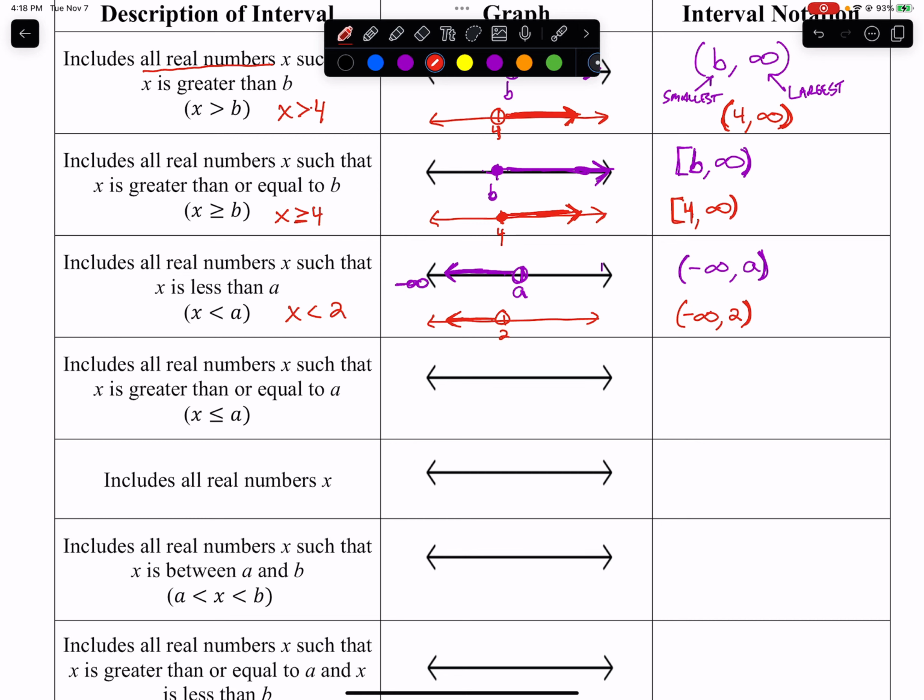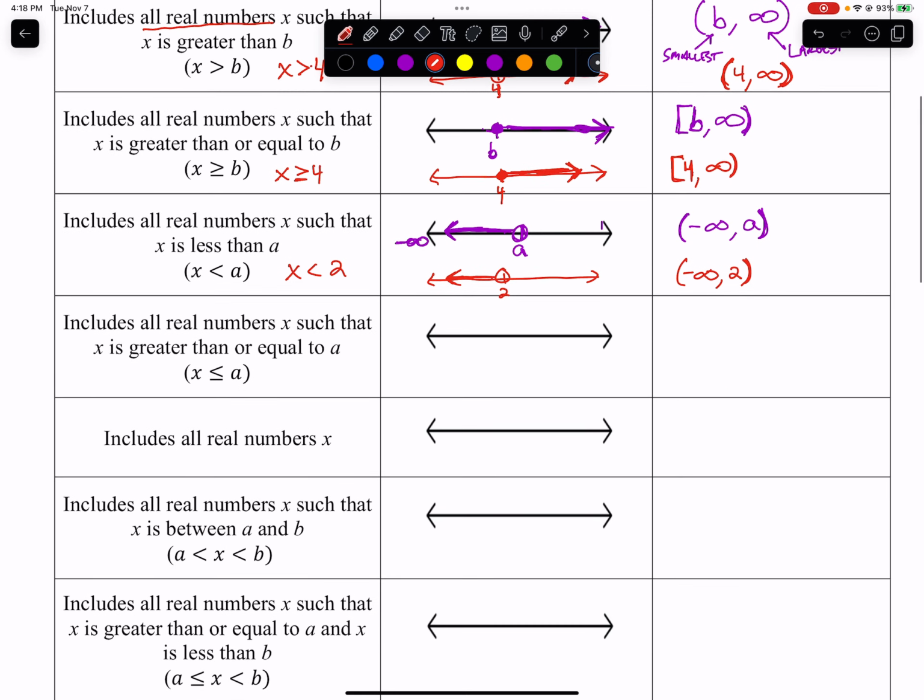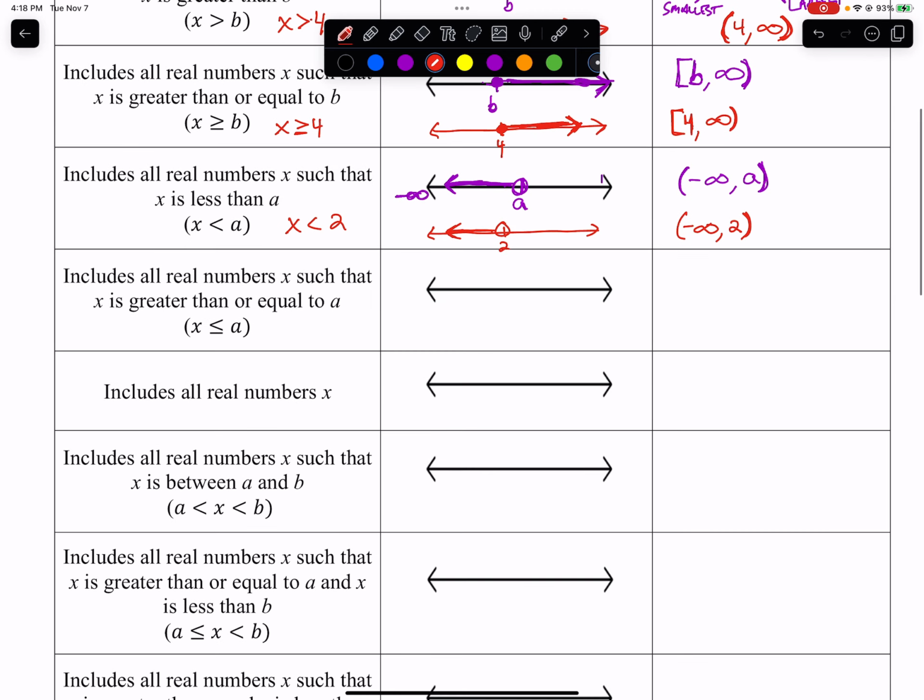All right, so now let's go to all real numbers x such that x is less than or equal to a. So I have some number a, and I do a closed circle, and everything less than it, that would be to the left. Remember, the number that's all the way down here to the left is negative infinity.